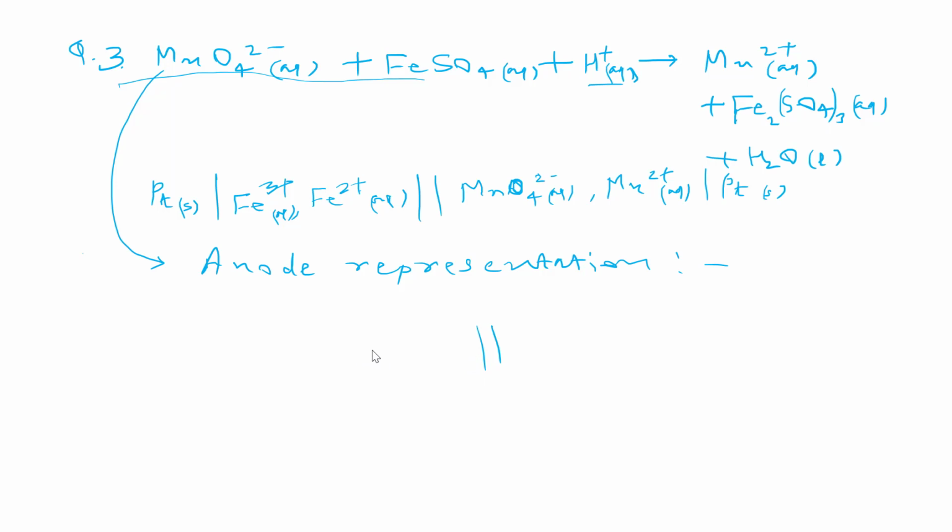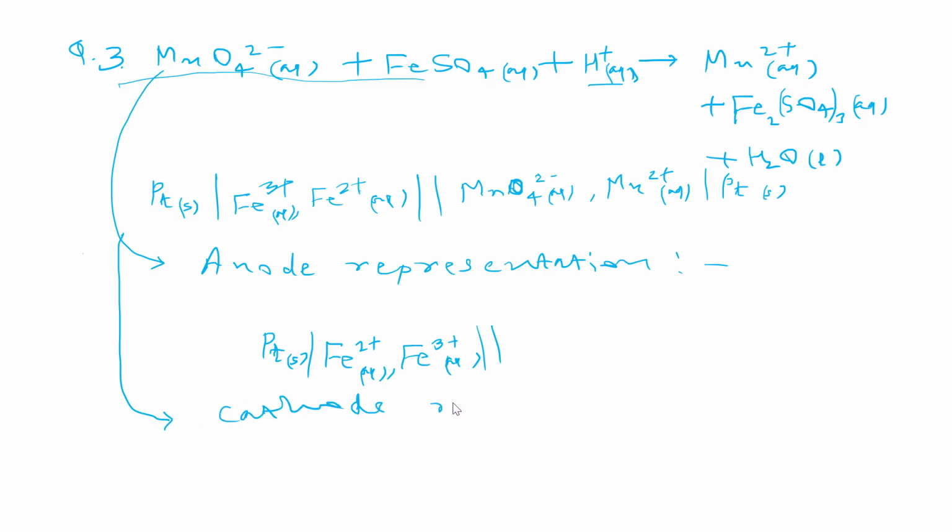Okay, got it. So how are we representing it? Just write salt bridge, Fe3 plus aqueous species, comma, Fe2 plus aqueous species, and phase separation line, and then Fe solid. This is the representation of the anode half cell. Got it? And in the same way we can represent the cathode half cell also.